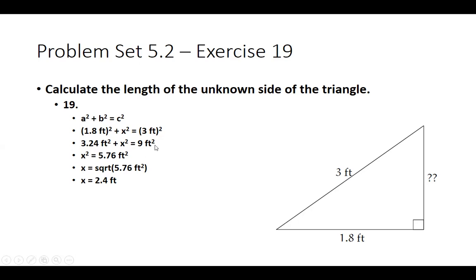9 square feet minus 3.24 square feet is 5.76 square feet. To get the x by itself, we take square roots of both sides. The square root of x squared is x. The square root of 5.76 square feet is 2.4 feet. So our unknown leg is 2.4 feet.